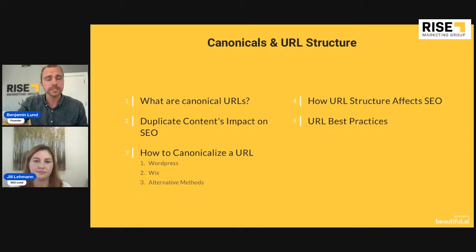So let's get into today's content. We're going to cover a few different things, really look at canonicals from all different layers. First, we're going to go into overall what are canonical URLs, and next we're going to get into duplicate content and how that can impact SEO, which can definitely throw a negative signal towards SEO. We're going to break down how to canonicalize a URL, and it really varies per platform. And we're going to talk about some of the major platforms that we can canonicalize URLs, including WordPress and Wix and some other platforms.